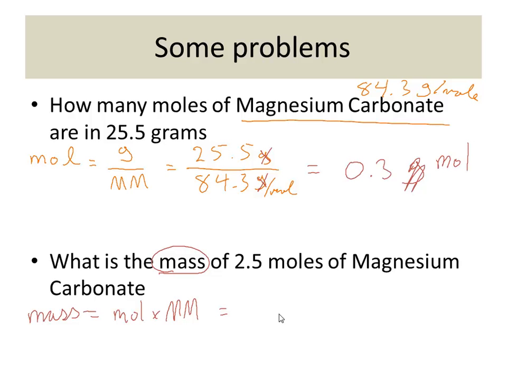So I have 2.5 moles times 84.3 grams per mole. And what do I get for an answer? Oscar, what did I get? 210.75. So let's round up to the tenths and say 210.8. And what's the unit? Mass. So grams. Grams. Good.